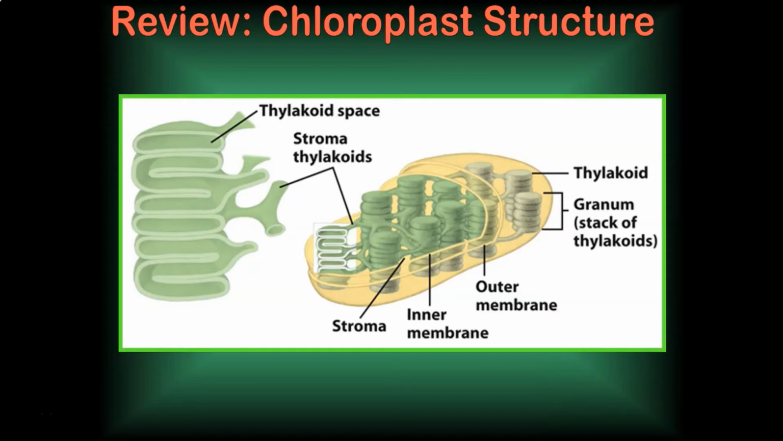And remember, chloroplasts have three membranes actually. They have this outer membrane and inner membrane, and then they have the thylakoid membranes. Okay, and these membranes are like folded sacs. Okay, they're flattened sacs. And a stack of these things is a granum.